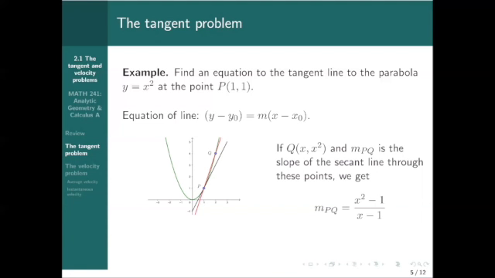Since P is the point (1, 1), then we know how to evaluate slopes of lines. So the slope of the secant line that passes through the points P and Q is going to be given by (x squared minus 1) over (x minus 1). And then we are going to denote this slope by m sub PQ, as we have in the slide.